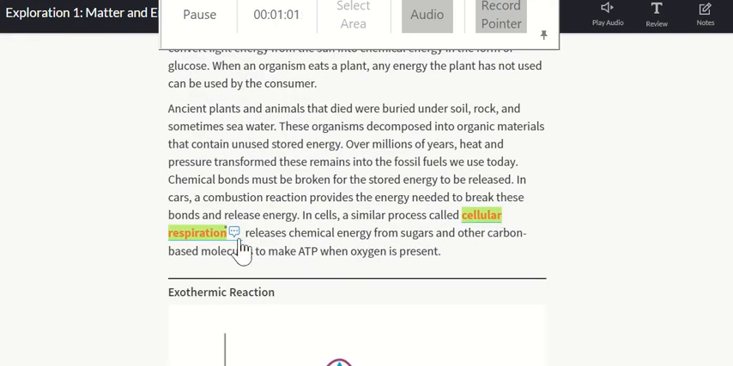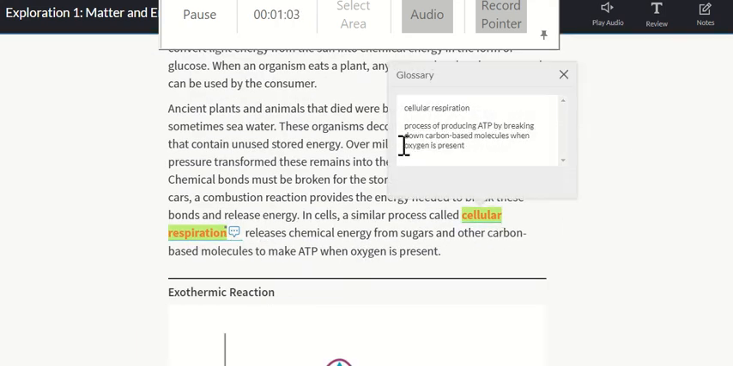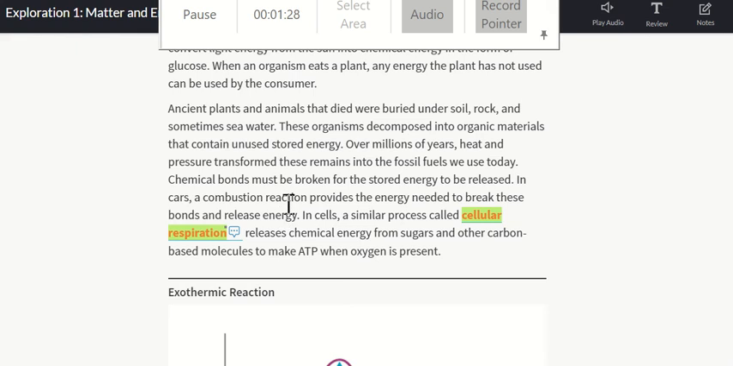As we scroll down here, we're going to talk about energy in living systems and in living organisms. And cellular respiration is the process. We'll click the three dots. It says the process of producing ATP, which remember from photosynthesis, ATP is an energy-rich molecule, by breaking down carbon-based molecules when oxygen is present. So what this means is when we take in oxygen, we can use a carbon-based molecule, which is glucose, C6H12O6, and we can break it down and release ATP and release energy that way.